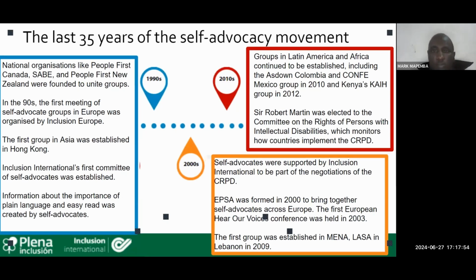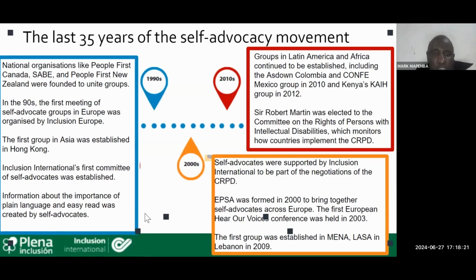Now, in the last five years of the self-advocacy movement, national organizations like People First Canada, SIP, and People First New Zealand were founded to unite groups. In 1990, the first meeting of self-advocacy groups in Europe was organized by Inclusion Europe. The first group in Asia was established in Hong Kong.